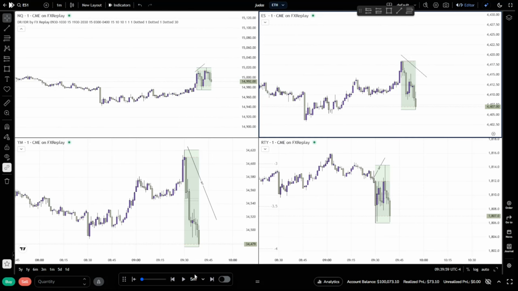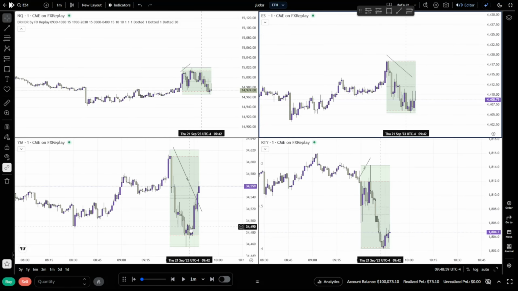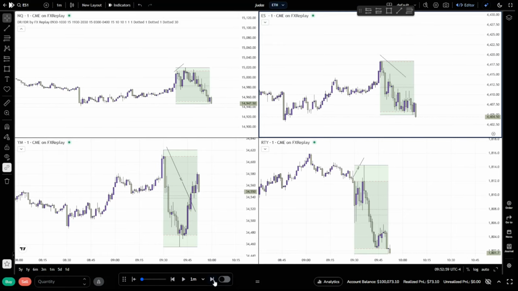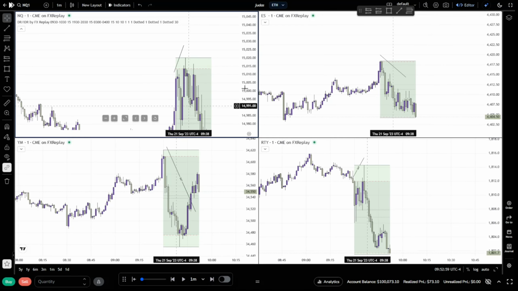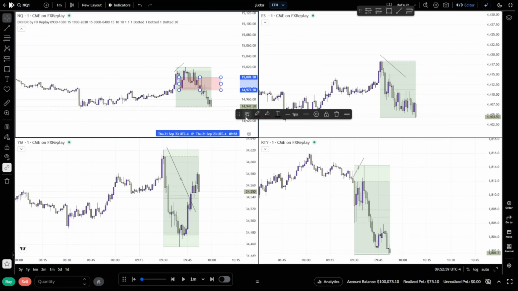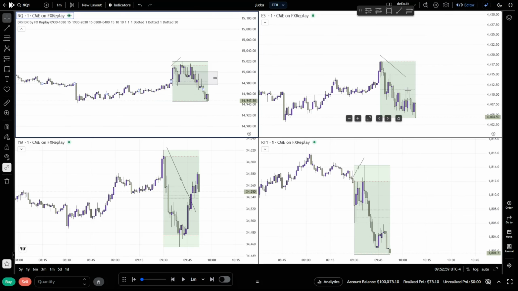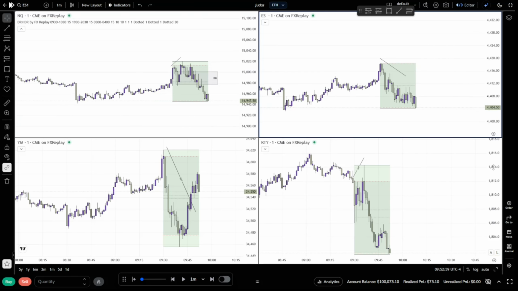R2I will take the position. With a shift, we don't have a fair value gap and a breaker here. We have our breaker here, but no fair value gap within that range to use. So just keep going.